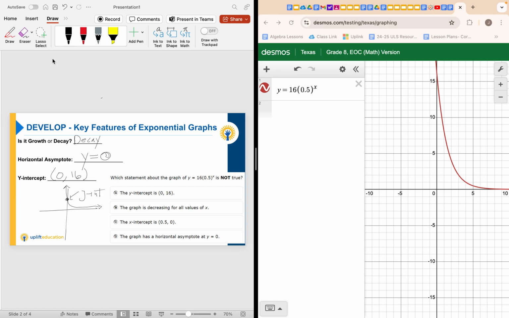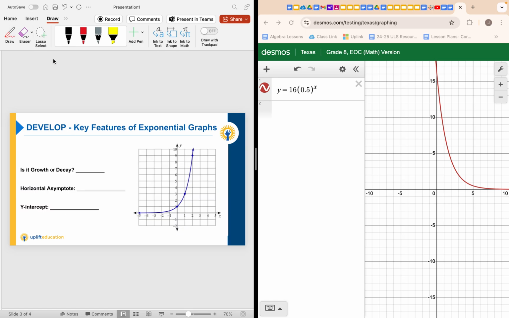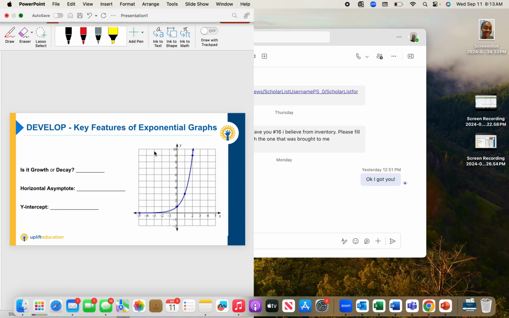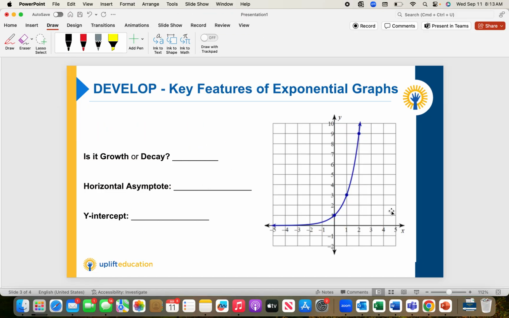All right, let's check out the next example together. All right, so here we go. Without using Desmos, we're going to go ahead and make this bigger so we don't need it anymore. So without even using Desmos, I'm going to read from left to right. And I see myself going up. Up sounds like a good thing. I know that that is growth. So let's go ahead and write on our notes. This is an indication of growth.